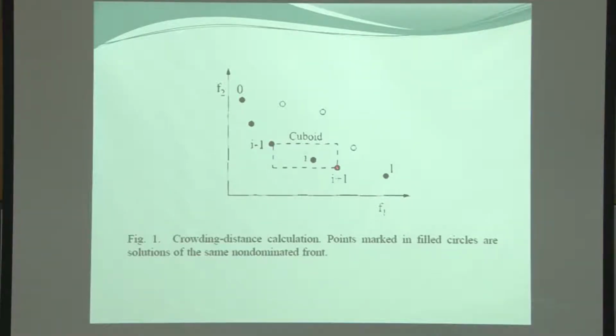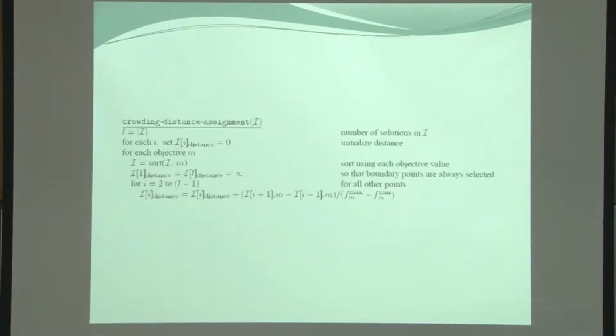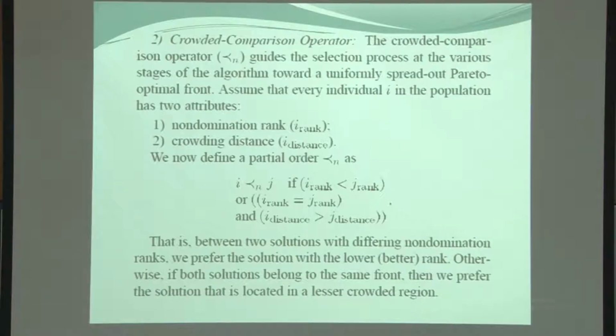Crowding distance we already saw. We form a cuboid. This is the solution in which I am, and I check the previous and the next solution to compute this. And this is the crowding distance assignment. This is how it is done, by measuring these distances. So it's very, very easy to do.